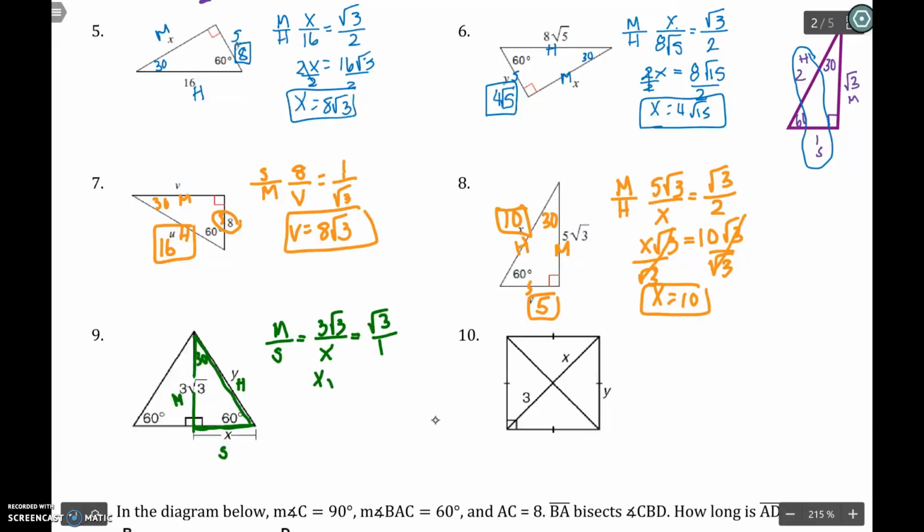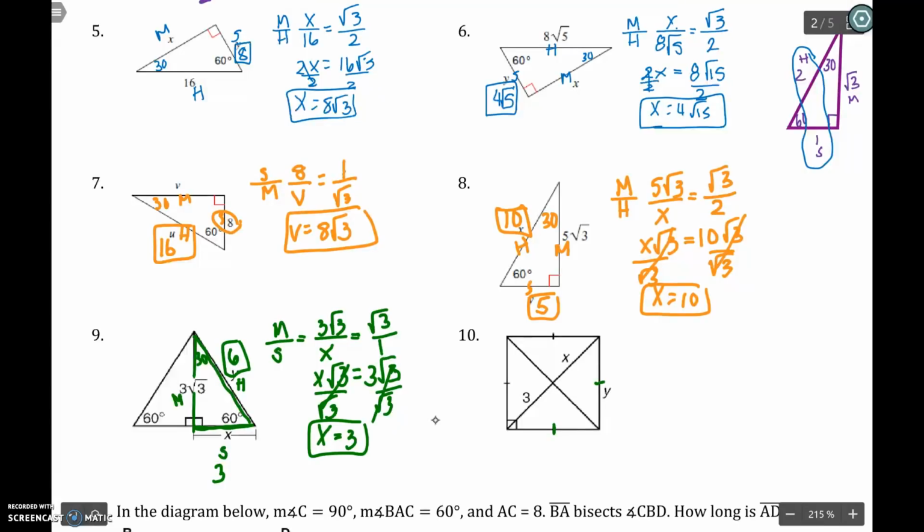x times radical 3 is x radical 3. 3 radical 3 times 1 is 3 radical 3. And then when you divide by radical 3, it cancels on both sides, giving you 3. And then if you remember, the short side is half the hypotenuse, so this one would be 6. Okay. Now number 10 is a square.